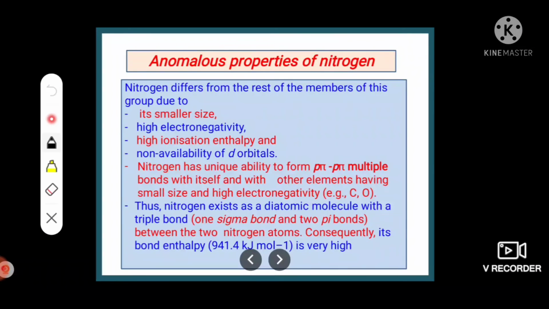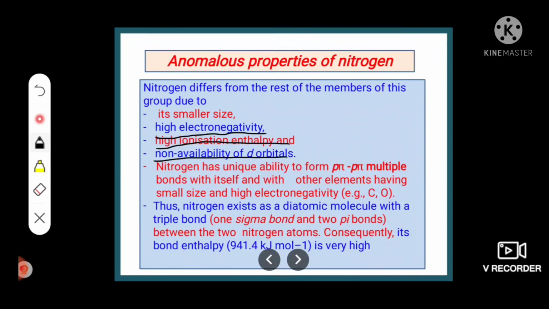Nitrogen shows anomalous properties. Nitrogen is different from the rest of the members of the group. This is due to its smaller size and high electronegativity. Nitrogen is the most electronegative element of group 15, with high ionization enthalpy and non-availability of d orbitals. These are the reasons nitrogen is different.